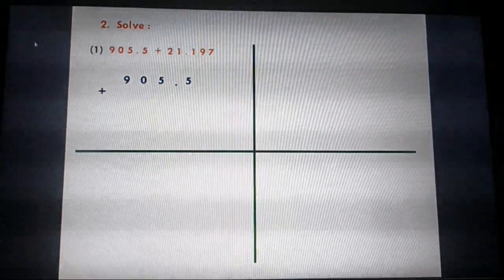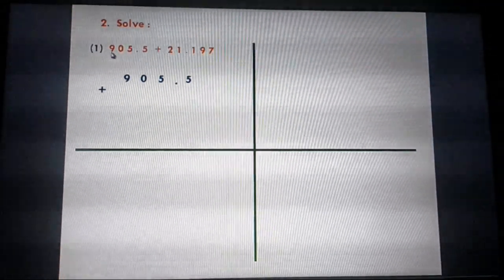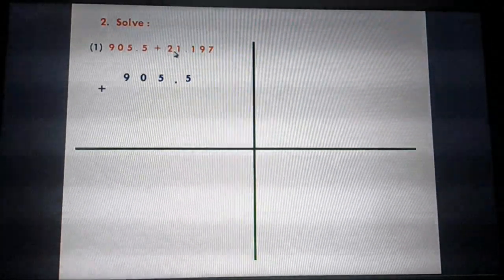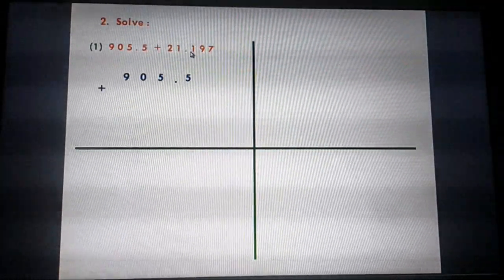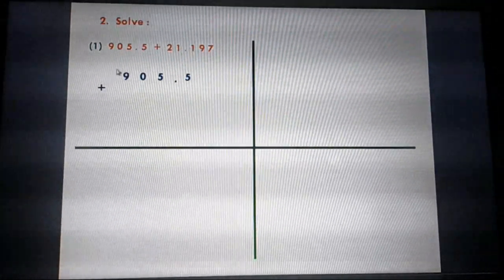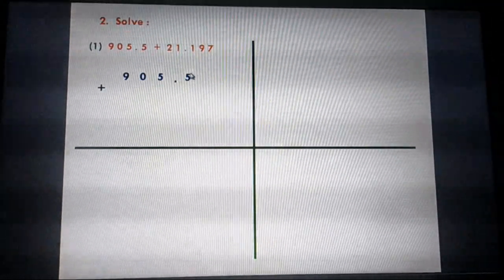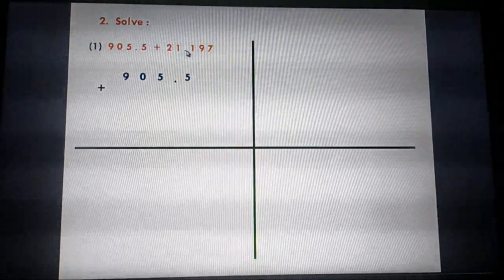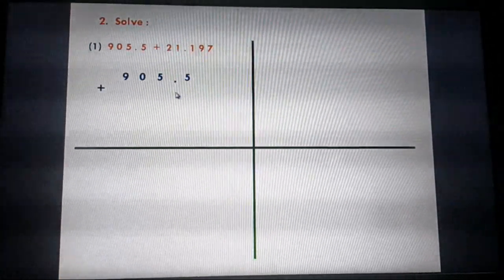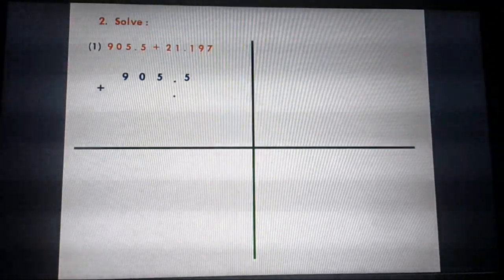Now we will start question number 2. Solve. See first one, it is given 905.5 will be added with 21.197. Correct? So very first you write this number 905.5, right? Then as I told, we will put the decimal of the other fraction number just below the other fraction. Correct? So I will put the decimal there.